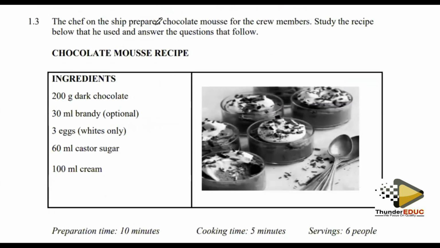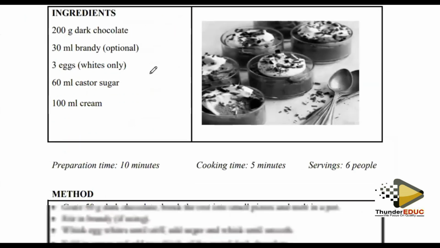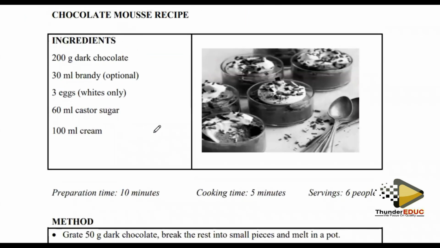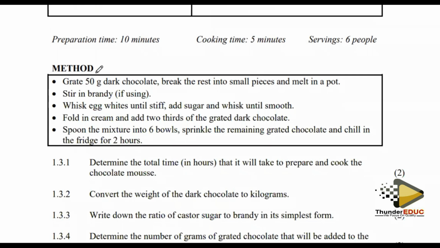1.3, the chef on the ship prepared chocolate mousse for the crew members. Study the recipe below that he used and answer the questions that follow. These are the ingredients, and they will serve 6 people. It's cooked for 5 minutes. Preparation is 10 minutes. The method is here; this is what you follow. Determine the total time in hours that it will take to prepare and cook the chocolate mousse.